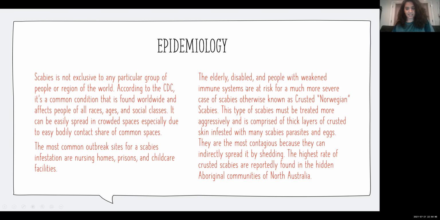The elderly, disabled, and people with weakened immune systems are at risk for a much more severe case of scabies, otherwise known as crusted Norwegian scabies. This type of scabies must be treated more aggressively and is comprised of thick layers of crusted skin infested with many scabies parasites and their eggs. They are the most contagious because they can indirectly spread it just by shedding. The highest rate of crusted scabies is reportedly found in the remote Aboriginal communities of northern Australia.